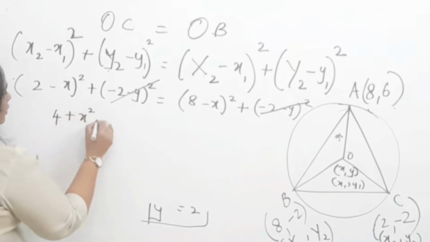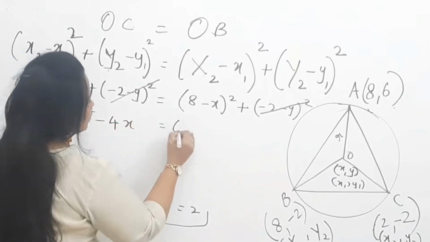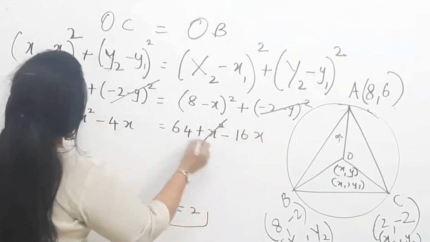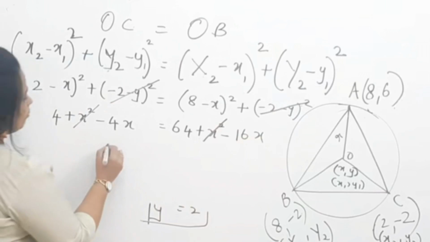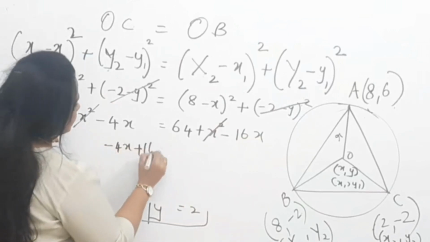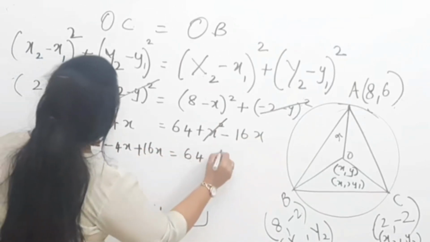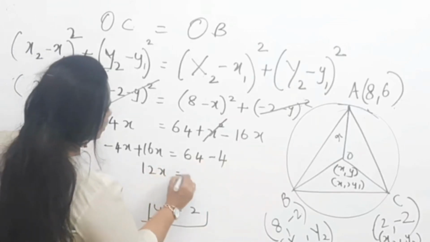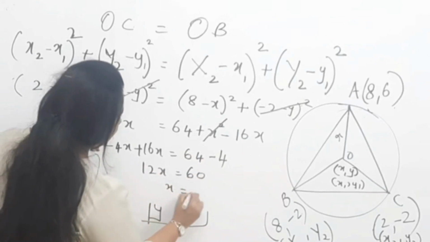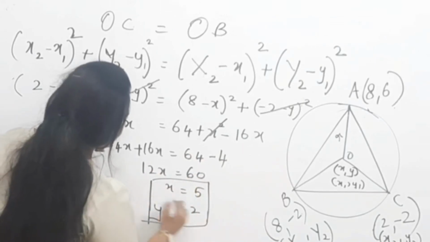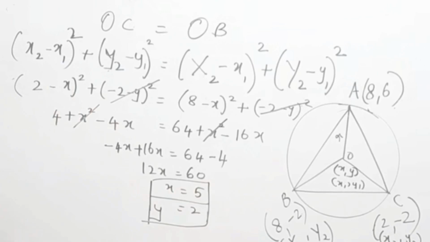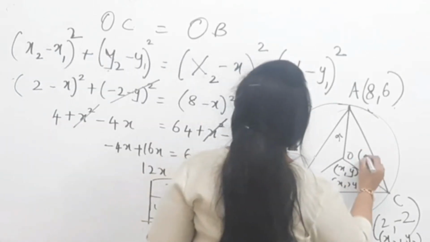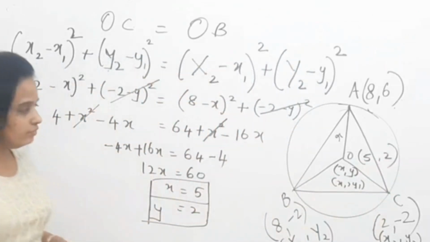4 plus x square minus 4x is equal to 64 plus x square minus 16x. X square gets cancelled. So minus 4x plus 16x is equal to 64 minus 4. So I would have my 12x is equal to 60. That implies x is equal to 5. So I got both my points, that is coordinates. So my circumcenter becomes 5, 2. As simple as that. So I have done it.